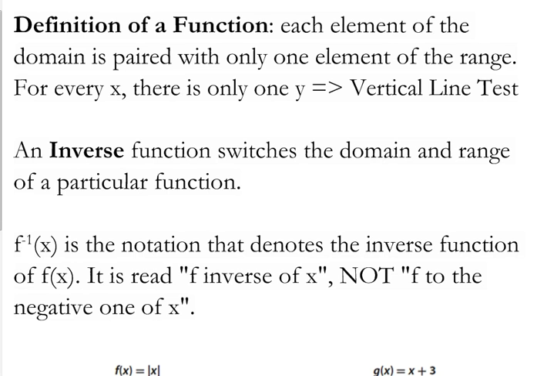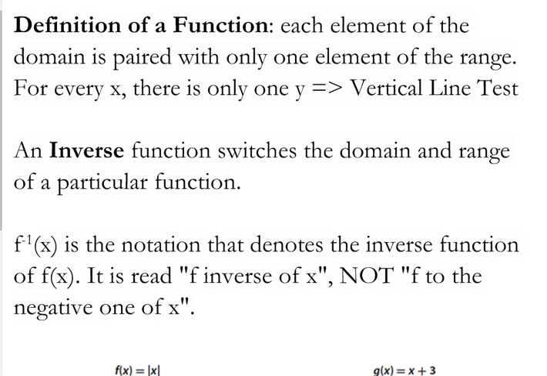The definition of a function is that each element of the domain, aka all your x's, is paired with only one element of the range. So that means for every x, there is only one y. Another way of putting that is the vertical line test. Y'all have done the vertical line test before. If you take a vertical line and pass it across your graph, you can only touch the function or the graph in one place at a time. If an x value has more than one y value, that's when it's going to fail that vertical line test.